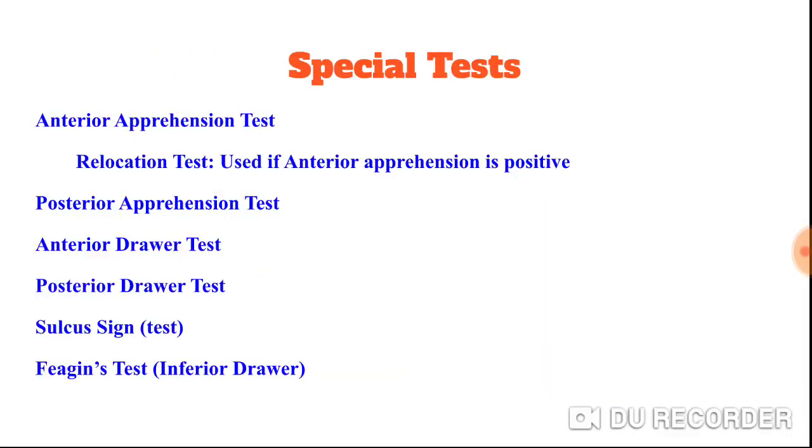Some special tests, I'll go and show you some videos of those. We have the anterior apprehension test, and if that test is positive, then we'll move on to the relocation test. And then we have the posterior apprehension test and the anterior posterior drawer test, the sulcus sign, and the Fegan's test, also known as the inferior drawer.